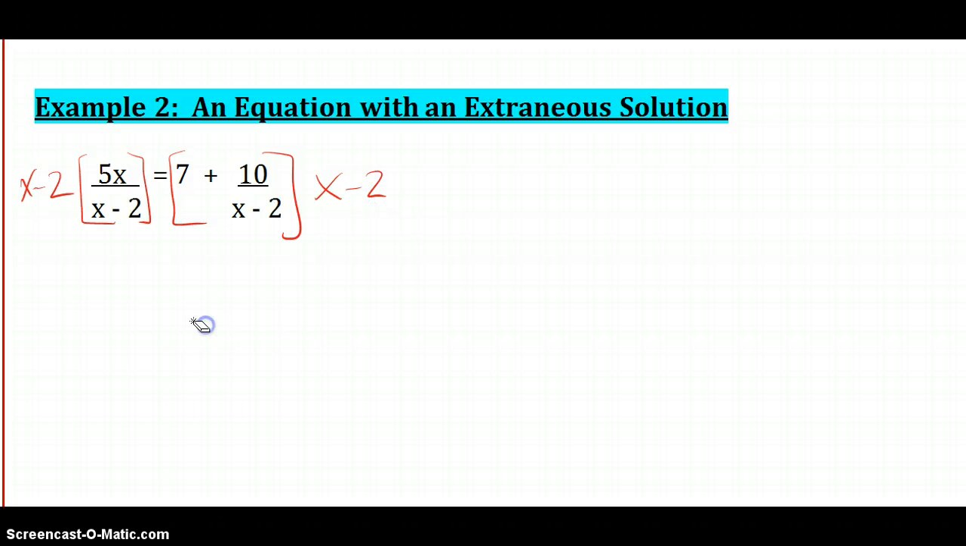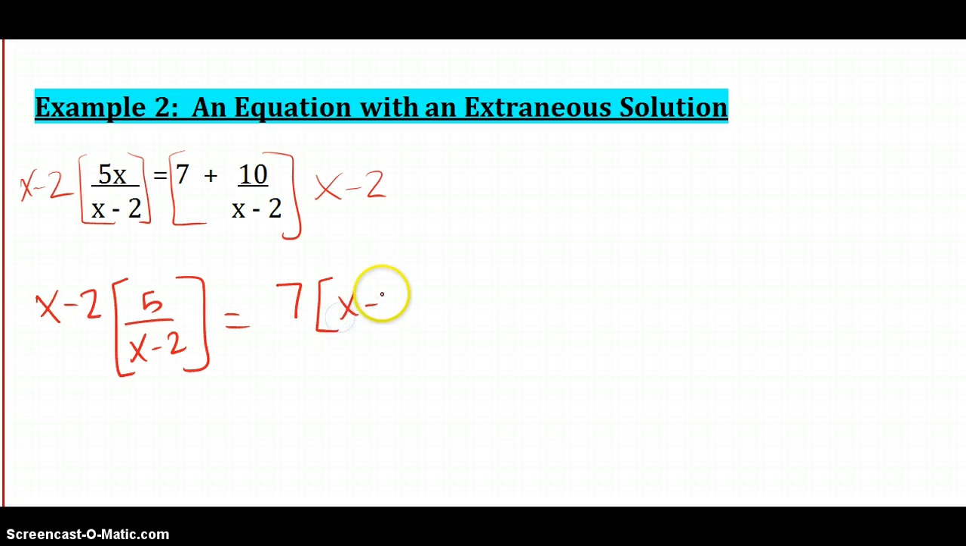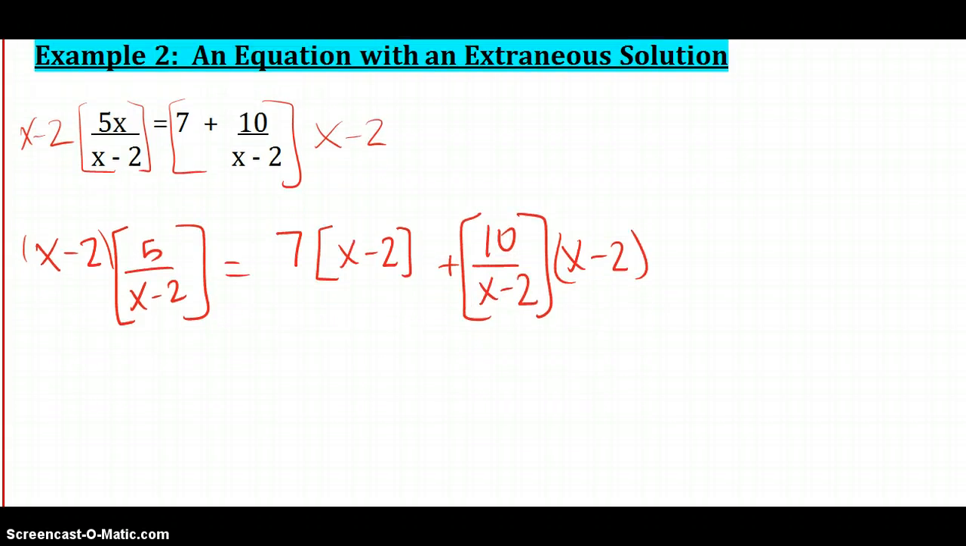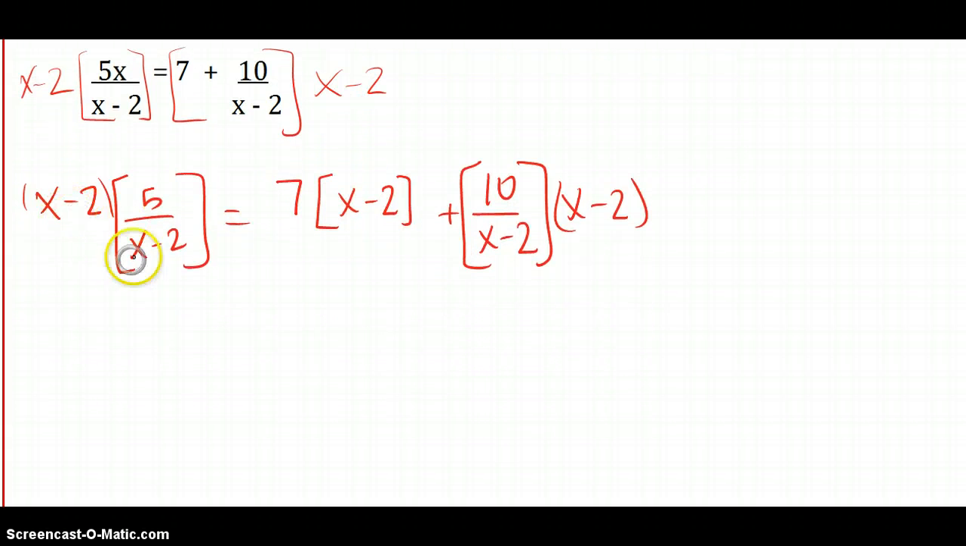and on this side. So if I write that out, I'm going to write it out just to make sure you understand what we're doing here. You're taking every single piece times x minus 2. Alright, so if I go through and multiply, over here the x minus 2's cancel. I have 1 on top, 1 on bottom, so I just have 5. So it works out nice. Right here I'm going to distribute my 7 through, so I have 7x minus 14. Plus, again, my x minus 2's cancel. So I just have 10.